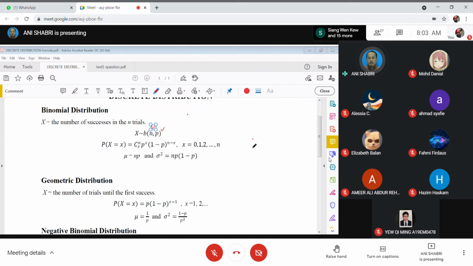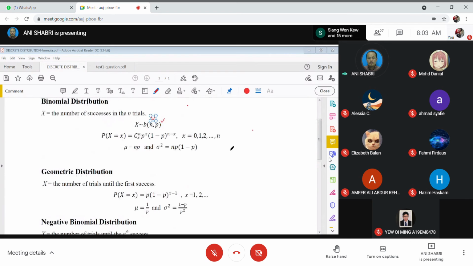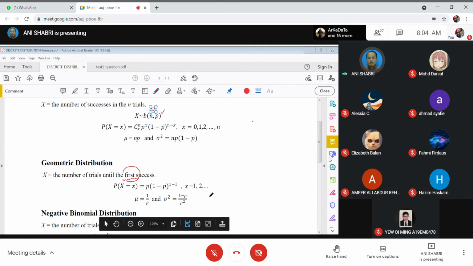The second is the geometric distribution. X is the number of trials until the first success. If you find the word "first", that is the keyword, and it is a geometric distribution. X starts from 1, 2, 3 until infinity, and the mean is 1 divided by p and the variance is (1 minus p) divided by p squared.